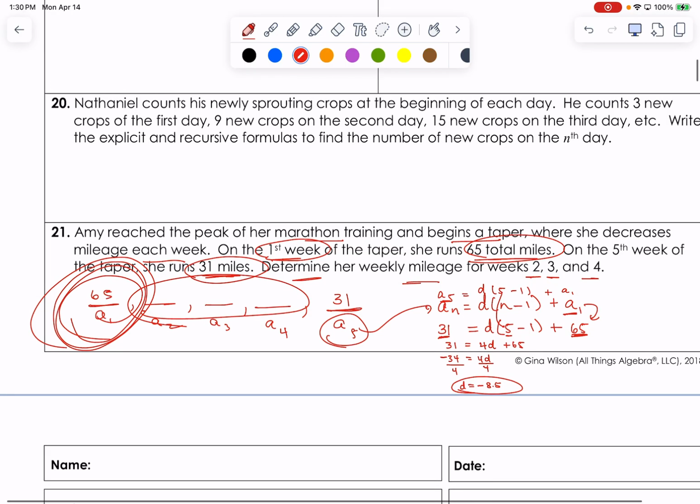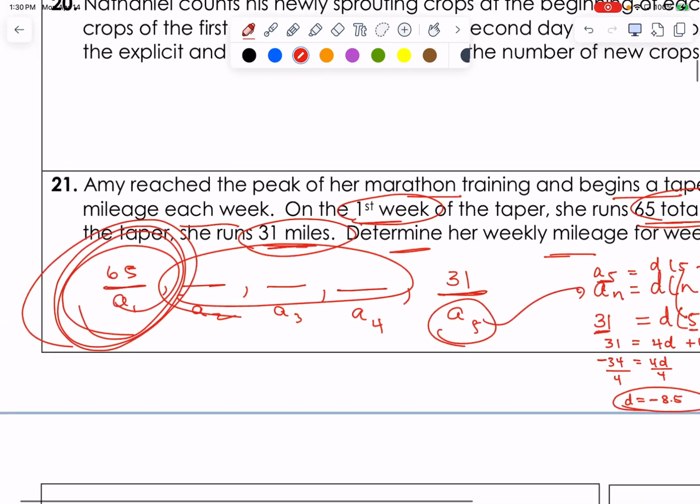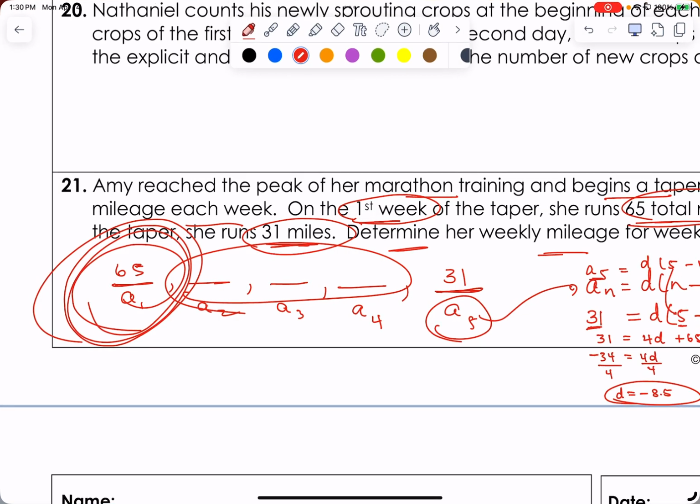You don't want to do more than a 10-mile drop ever if you ever want to train for a marathon, just so you know. I would know.